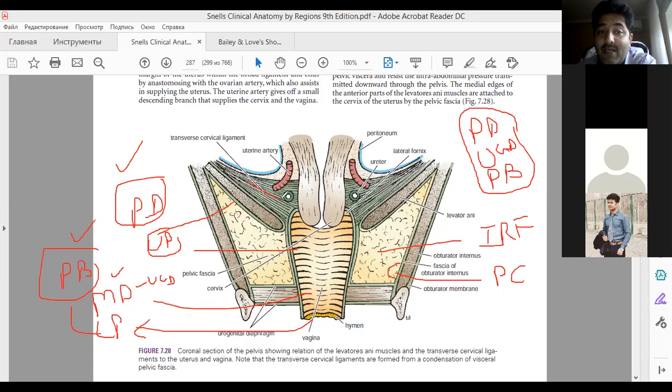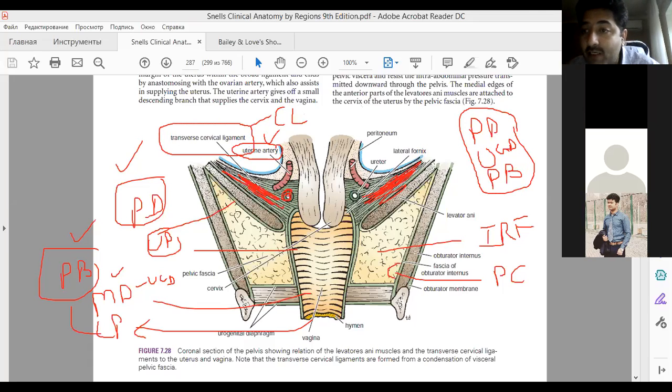But please remember, another ligament is coming out here. See, this ligament which is attaching to the transverse process is known as the transverse cervical ligament. It is also known as the cardinal ligament. And it is also in close relation to your ureters and to your uterine artery. So whenever I am doing a hysterectomy procedure, I must be very careful not to damage the ureters.